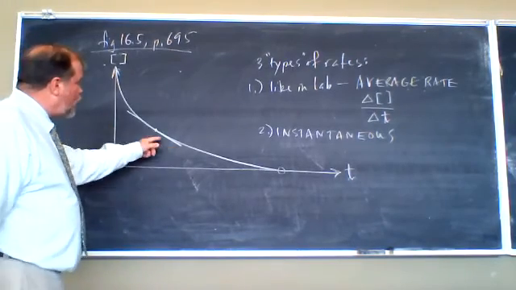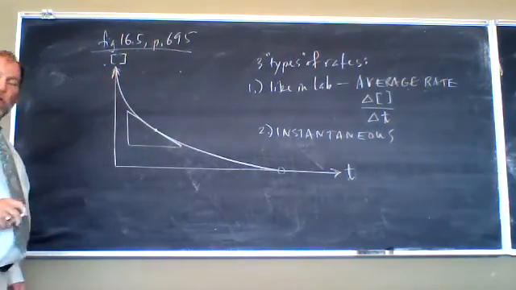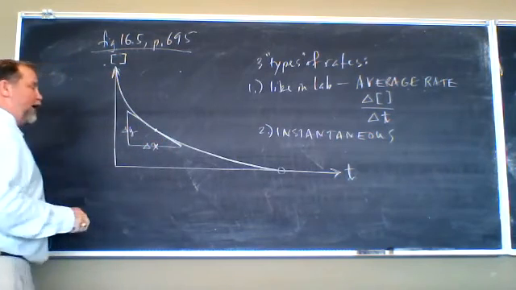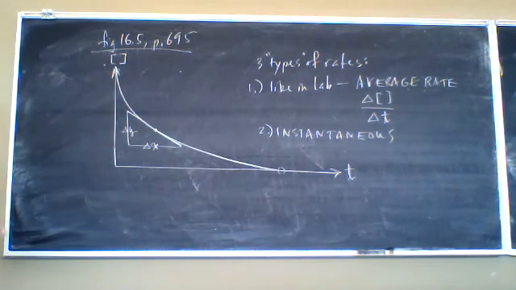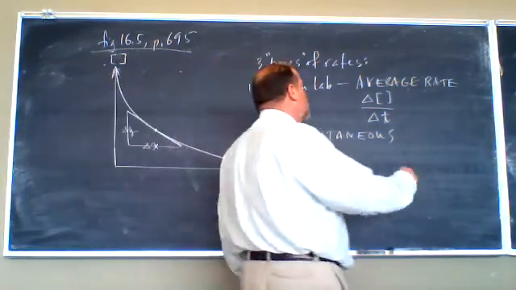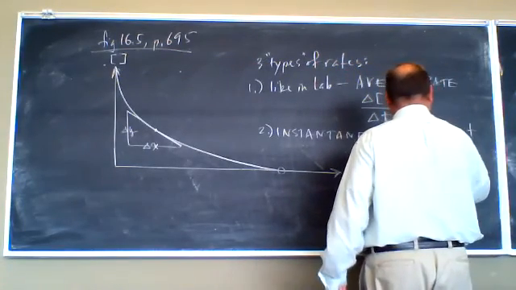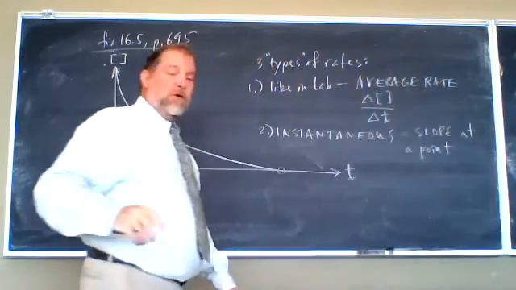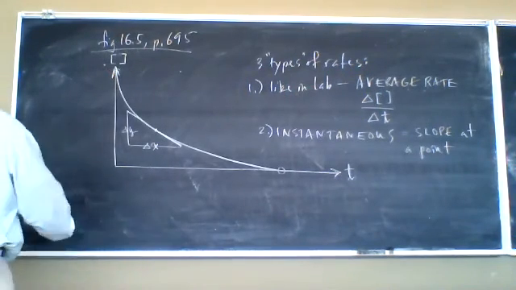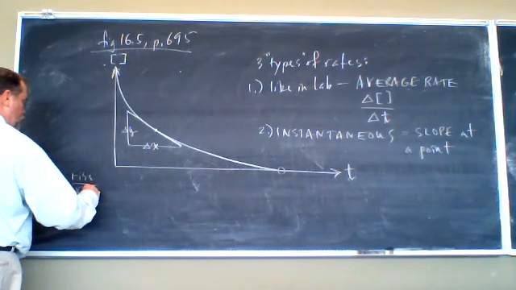If we draw a tangent line to the curve, then we can calculate the slope of that line as the change in y divided by the change in x. And so the slope of the line at that point is the instantaneous rate. We actually have you calculate this in several of the activities that you do with kinetics. So the slope of the line there is equal to the rise over the run.